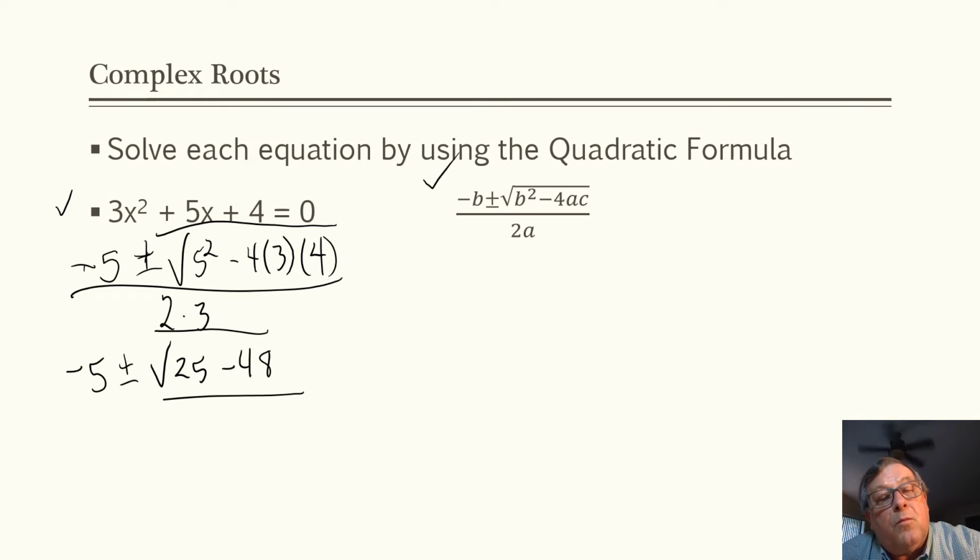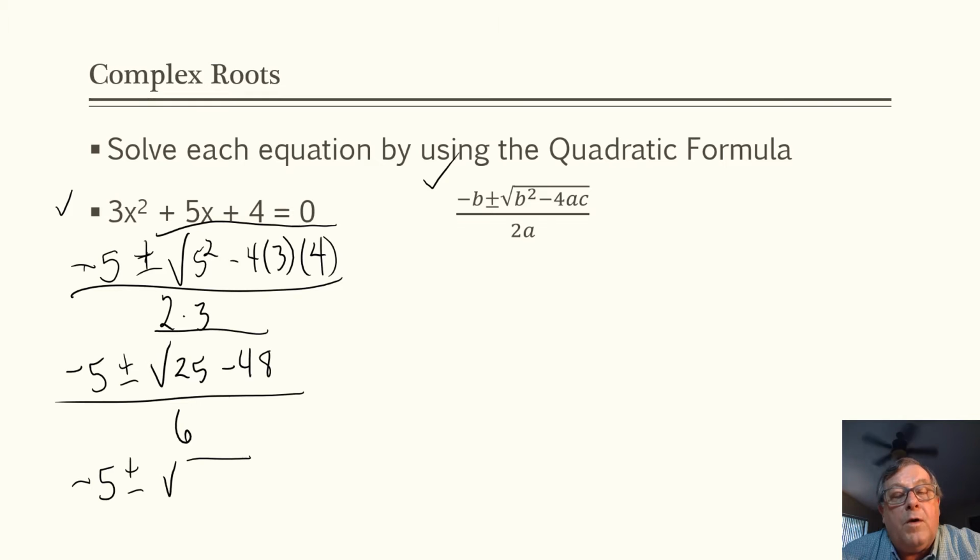And you might notice something weird going on. And then 2 times 3 is 6. All right, so then we got negative 5 plus or minus the square root of 25 minus 48 is negative 23. All that's still over 6.